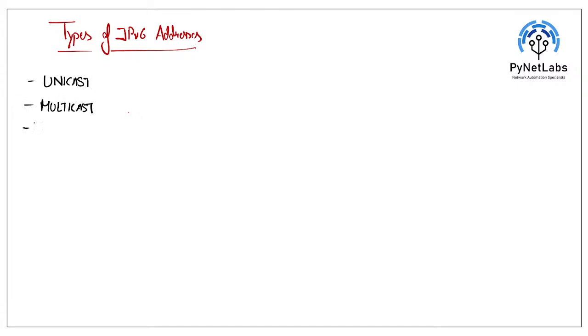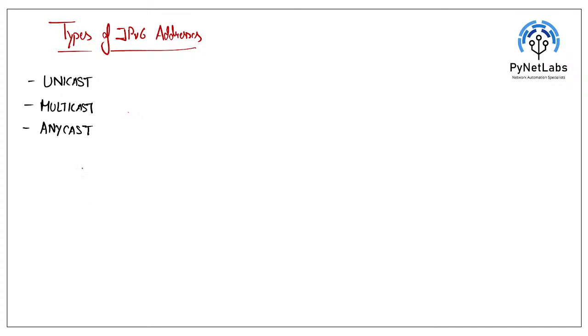And the third one we have is your anycast. So these are the three categories which we do have in your IPv6 addresses. Whereas when we go into more detail, we will find that unicast consists of three more types of addresses. Like this unicast is of three types, which we will see.